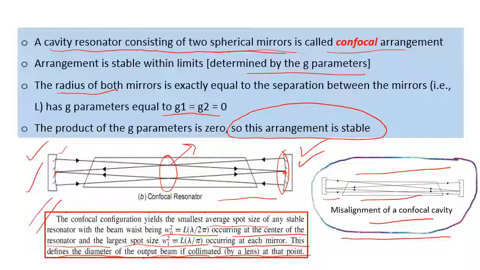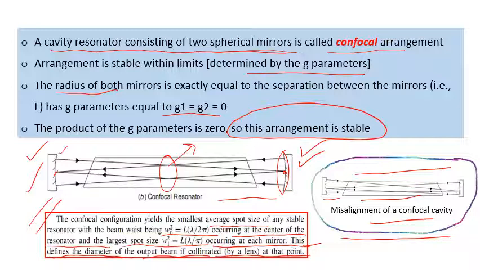Smallest average spot size of any stable resonator with the beam waist is here, okay, occurring at the center of the resonator, and the largest spot size W1 is equal to this, L lambda over pi, occurring at each mirror. Okay. So what it defines is the diameter of the output beam if collimated by a lens at that point.